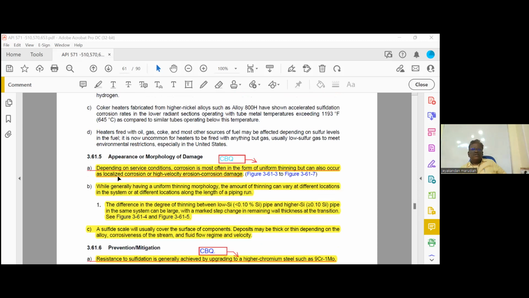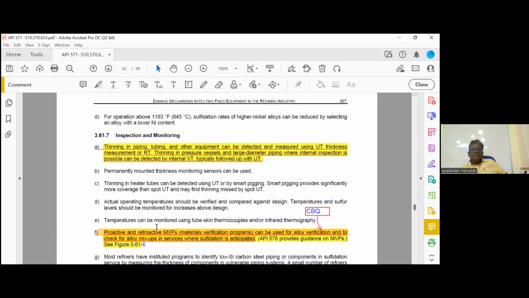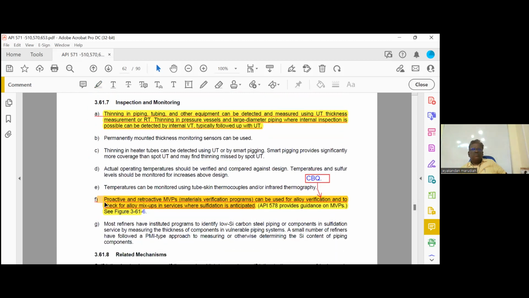Then appearance: depending on the service condition, corrosion is most often in the form of uniform thinning, and can also occur as localized high velocity erosion corrosion. Generally, it will be uniform thinning. Prevention: resistance to sulfidation is generally achieved by upgrading to higher chromium alloy steel such as 9 chromium. That is important. That's all. Inspection, highlight this one. Proactive and retroactive material verification programs can be used for alloy verification to check alloy mix-ups where sulfidation is anticipated. That is a closed book question.